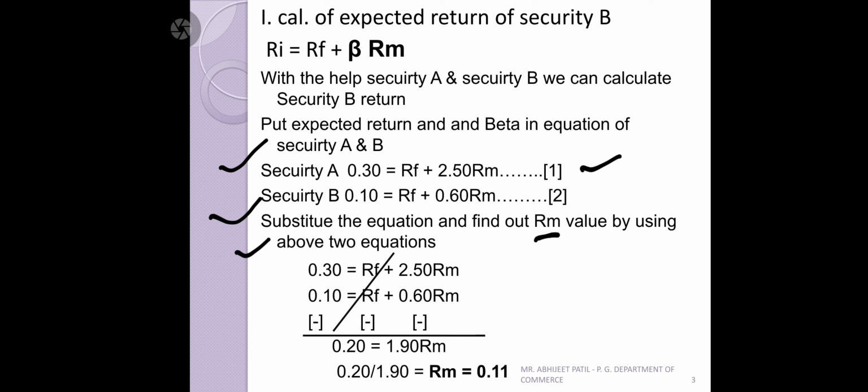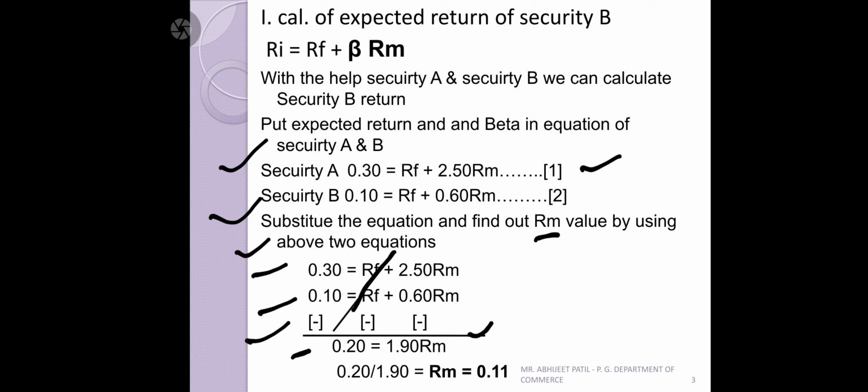So using the two equations, equation 1 and equation 2: 0.30 is equal to Rf plus 2.50 Rm, and 0.10 is equal to Rf plus 0.60 Rm. Let's change the signs, plus and minus, then the same value cancels, that is the Rf value cancels. On the left, 0.30 minus 0.10 leaves 0.20, and 2.50 minus 0.60 gives 1.90 Rm, because the Rm value remains as it is.